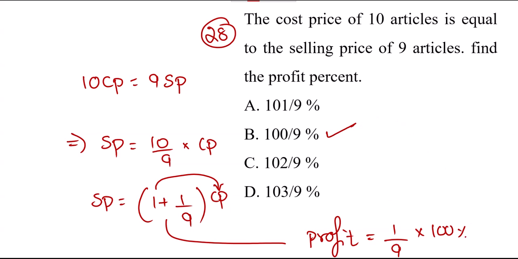100% divided by 9. 1 into CP means no profit, no loss. Plus means profit, minus means loss. 1 minus something means loss, 1 plus something means you got profit. For the percentage, we should multiply by 100.